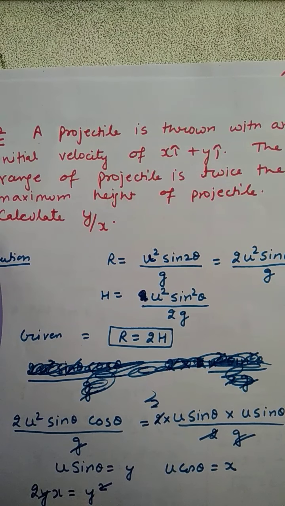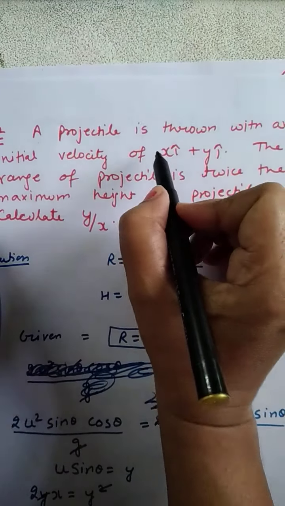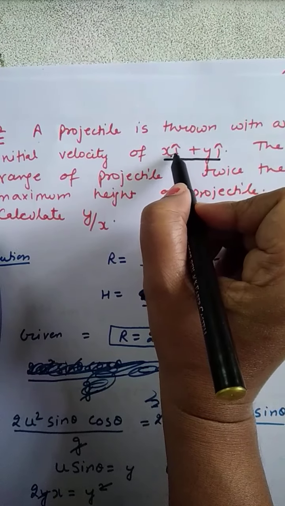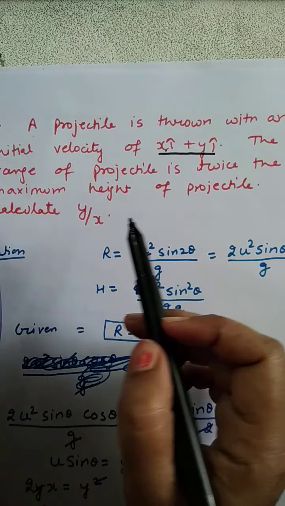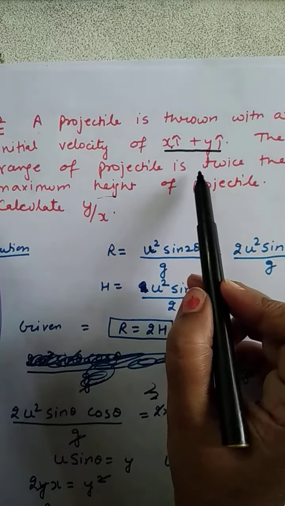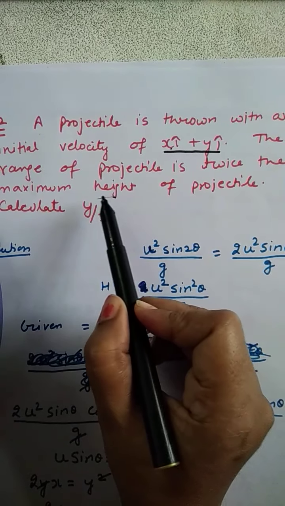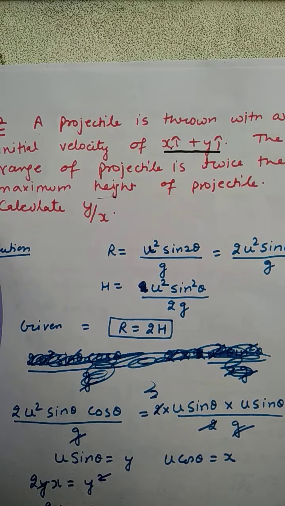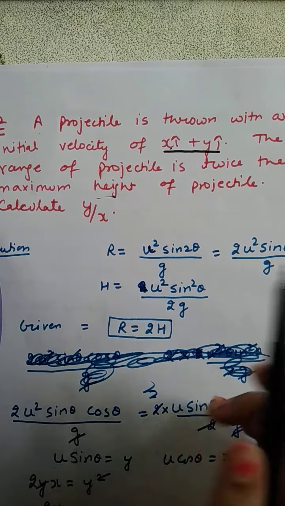Next is, there is one numerical problem in which they have given the initial velocity of a parabola in the form of vector x i cap plus y j cap. Okay, and they have also given that the maximum height of the parabola is twice that of the range of the parabola, and we have to find the value of y by x. Whenever you are given any numerical in which we are given range, we are given height, first task, you write the formula for range, you write the formula for height.